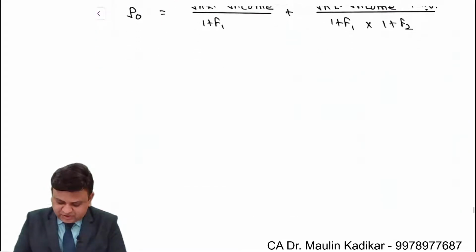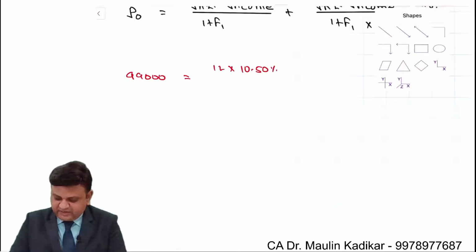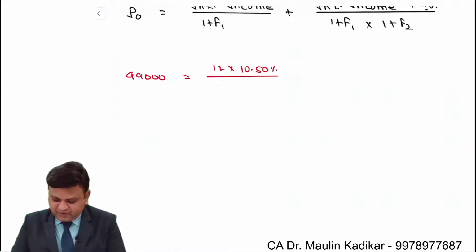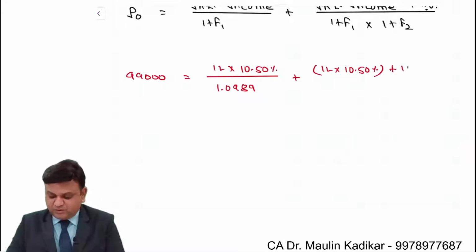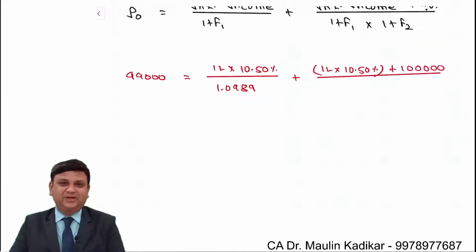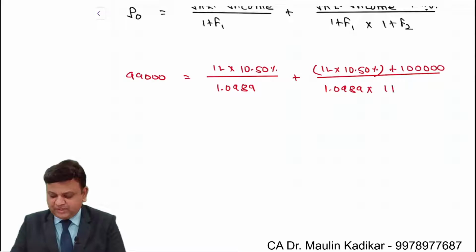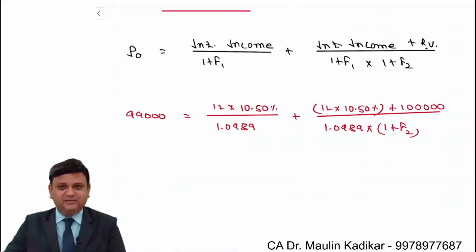So this is 99,000. Interest income is 1 lakh into 10.5 percent divided by 1.0989, plus 1 lakh into 10.5 percent. That is again the interest income for the second year, plus 1 lakh rupees. In the absence of any information, we assume that the redemption is at face value, divided by 1.0989 into 1 plus F2. That is the way F2 will be found as the balancing figure. Please write down the answer.